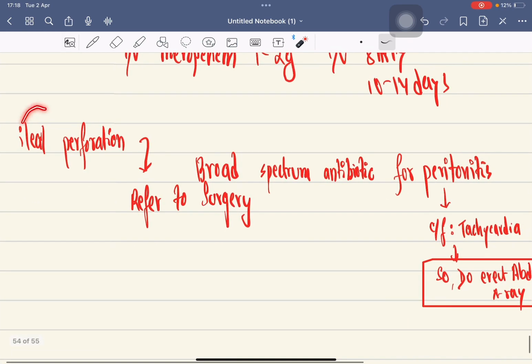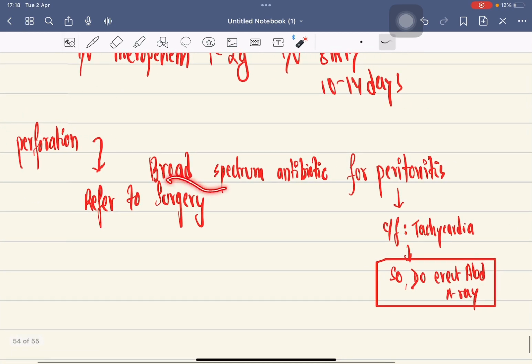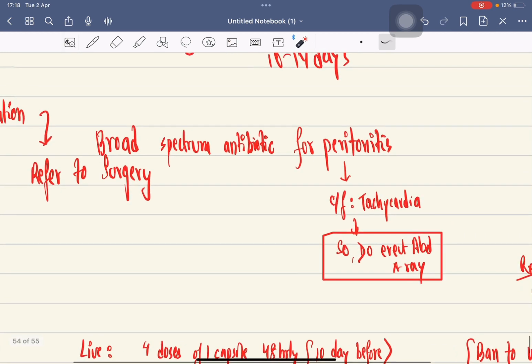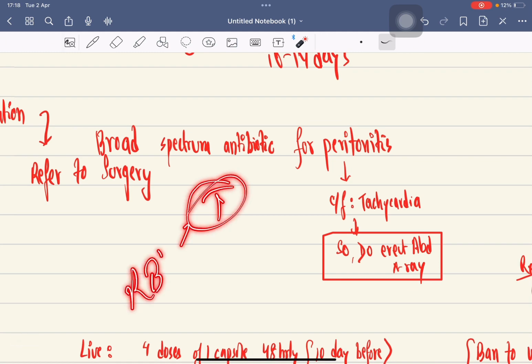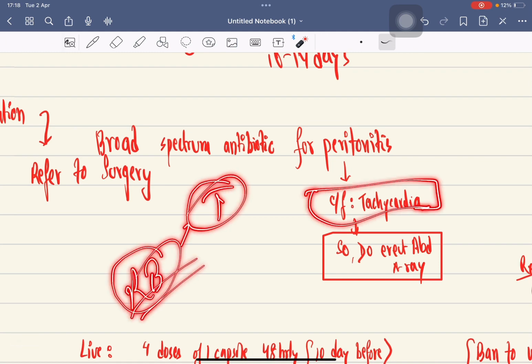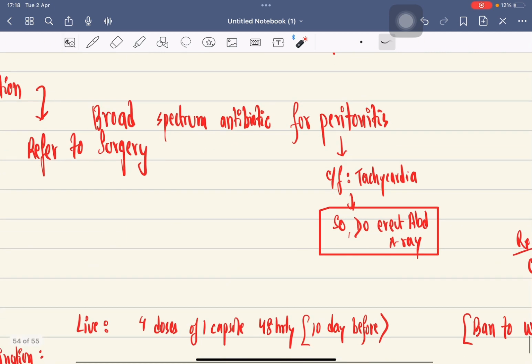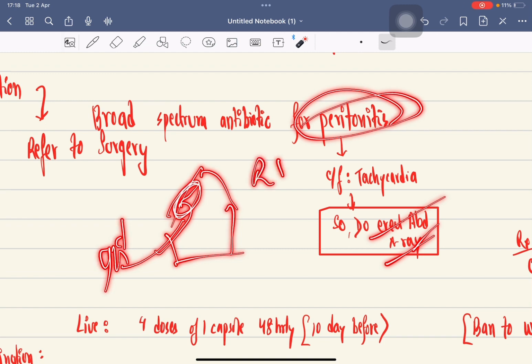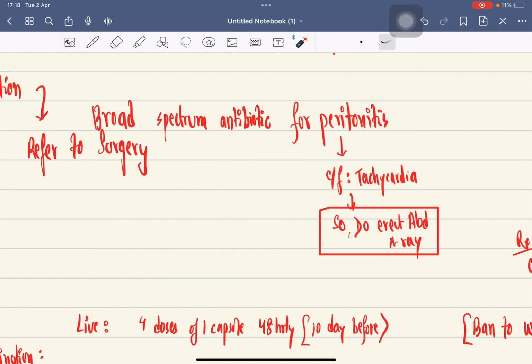In case of ileal perforation, we should start broad spectrum antibiotics for peritonitis and refer the case to surgery. How can we diagnose peritonitis? Generally, typhoid has relative bradycardia. If the patient is tachycardic with typhoid fever, then we should suspect peritonitis and do an erect abdominal X-ray. If we do an X-ray, we can see gas below the right diaphragm. It is the diagnosis for peritonitis.